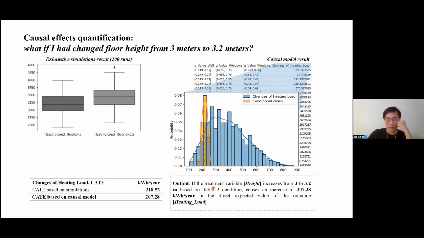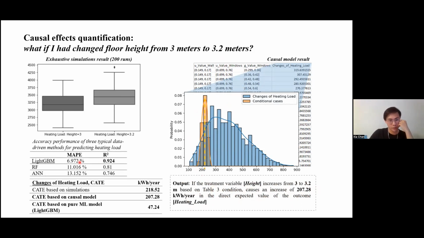And for comparison, we also adopt a tree-based machine learning model, which performs the most accurately in the heating load prediction task. But to answer these what-if questions, it's in the wrong position, because we assume that the machine learning model doesn't have the domain knowledge to control these variables and still samples data in all input features. We also ran these machine learning models 200 times within the range sampling, and it generates an outcome of on average 47 kilowatt hours per year, which is a super biased result.